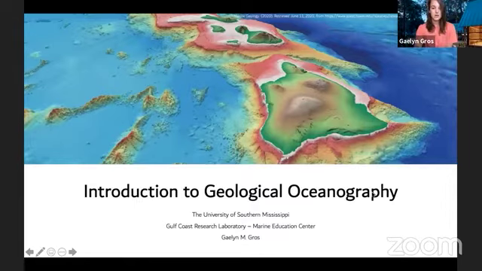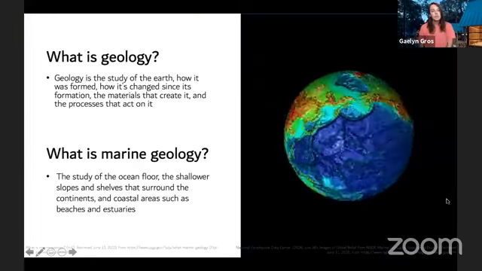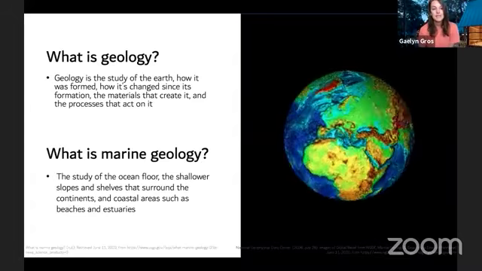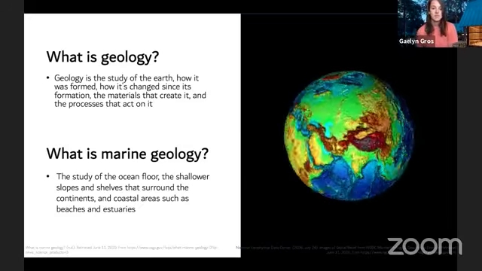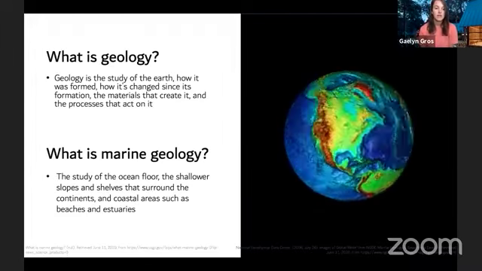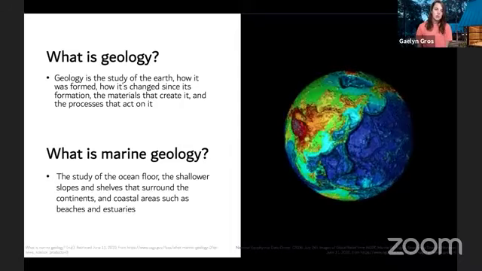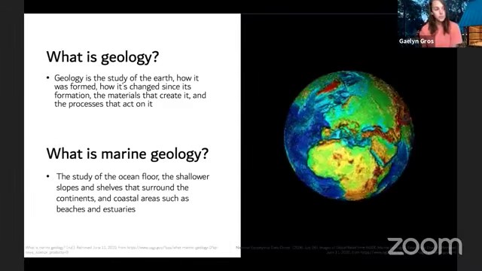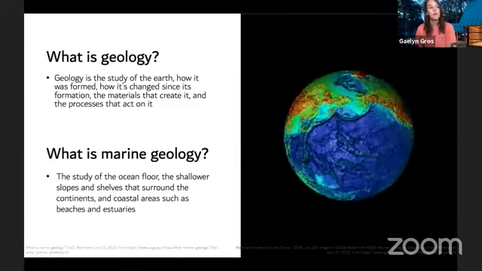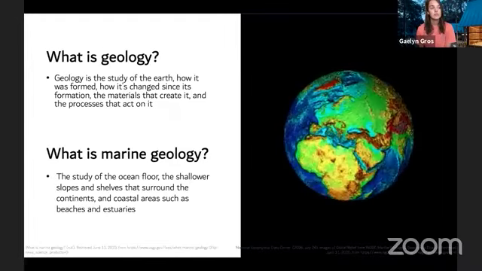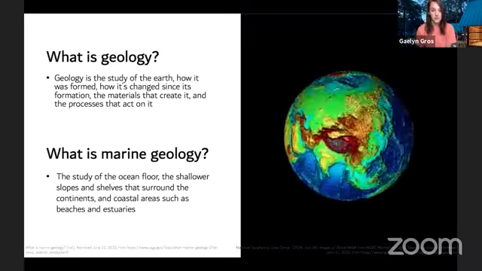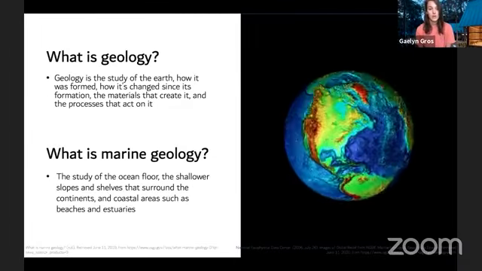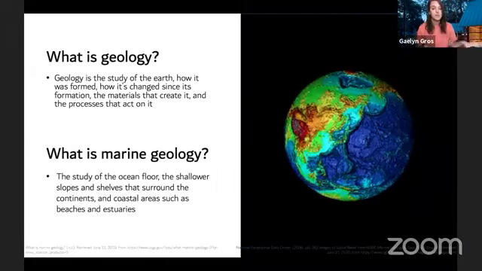So pretty cool. I love maps. You can learn a lot just from looking at a map. So what is geology? Basically, geology is going to be the study of the Earth, how it was formed, and how it has changed since its formation, as well as the materials that create it and the processes that act on it. So in geology, you're going to be looking at how everything has happened over time. And that is going to be a very, very long span of time. We're talking like millions and billions of years, right?